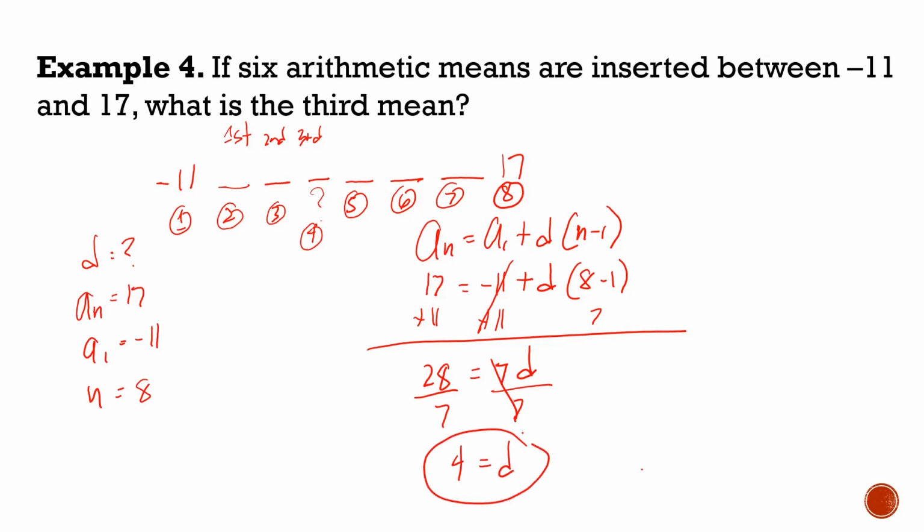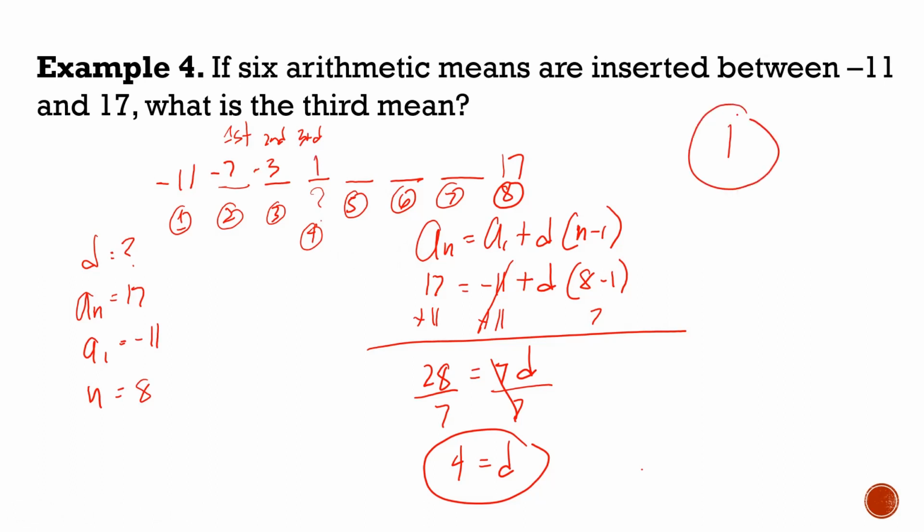D is equal to 4. So now that we know the value of D, all we need to do is keep on adding that positive 4. So we add 4 to -11. It will give us -7. Let's add 4 to that. It will give us -3. Then 1. 1 is the answer.